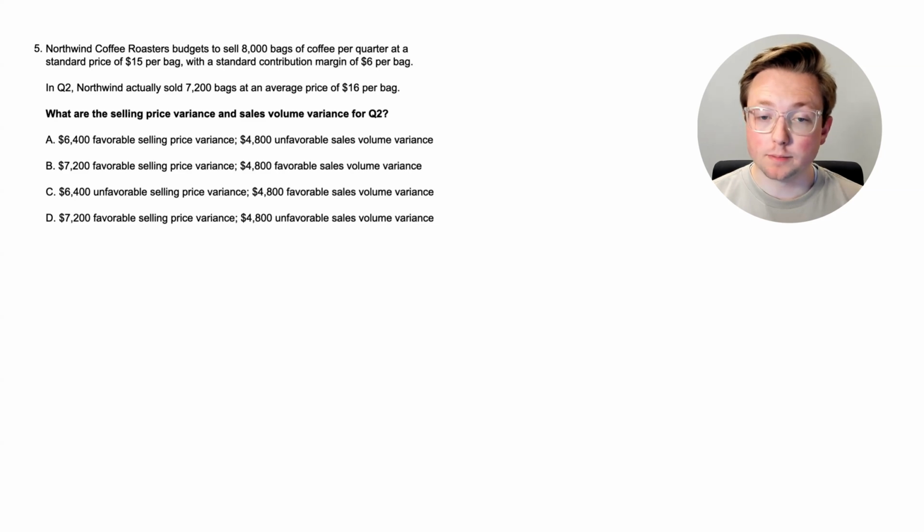Northwind Coffee Roasters budgets to sell 8,000 bags of coffee per quarter at a standard price of $15 per bag with a standard contribution margin of $6 per bag. In quarter 2, Northwind actually sold 7,200 bags at an average price of $16 per bag. So again, what are the selling price variance and sales volume variance for quarter 2? Take everything you've learned, think about this, pause the video, and when you're ready, come back. We'll look at the answer together.